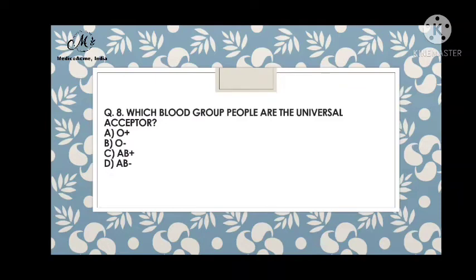Question number 8 is which blood group people are universal acceptors. These types of questions can be asked, though rarely, so prepare all the things in immunology. The options are O positive, O negative, AB positive and AB negative. Here you have to remember 2 things: first is universal acceptor and second is universal donor. Universal donor is O negative, as you all know, and AB positive is the universal acceptor.